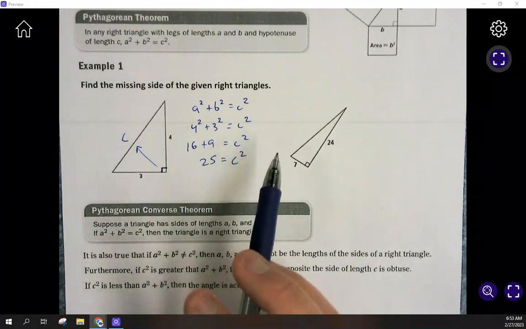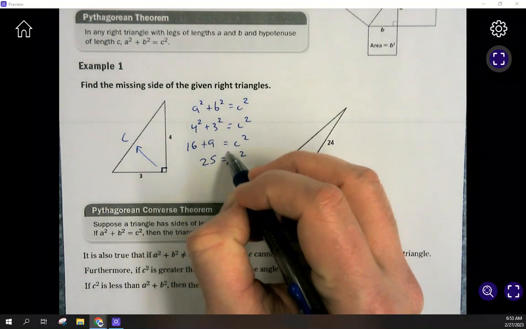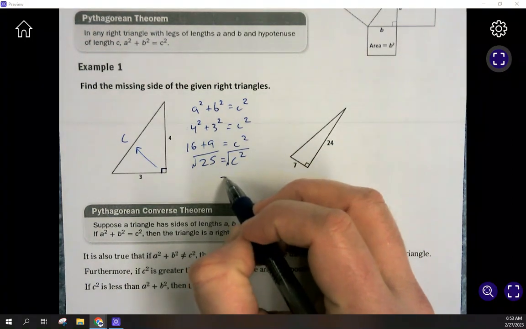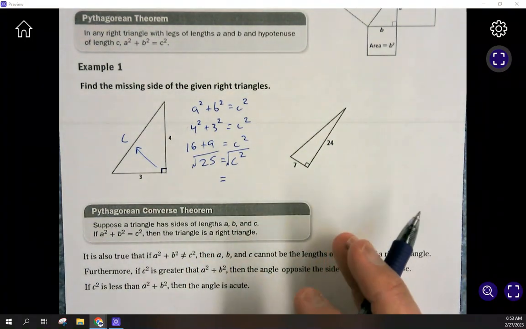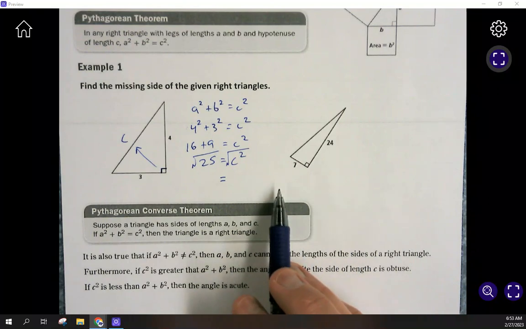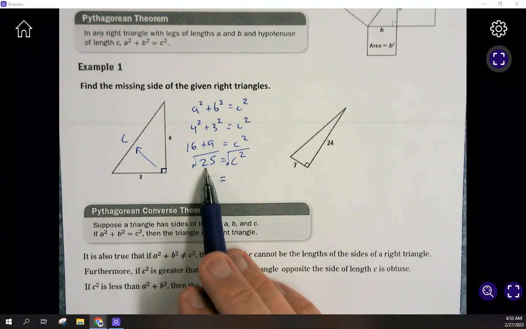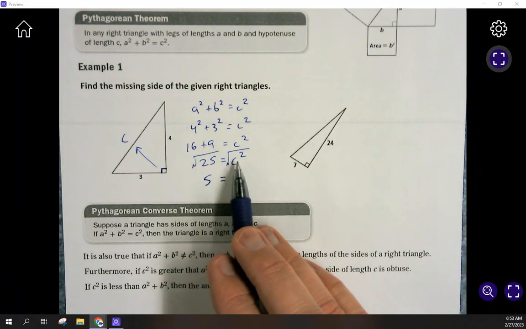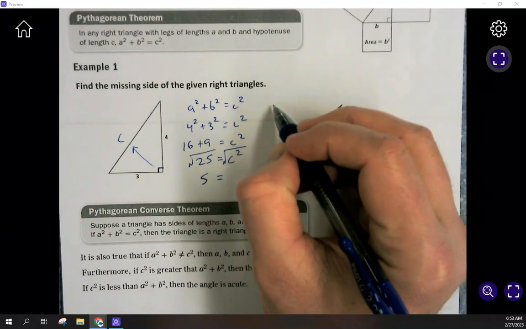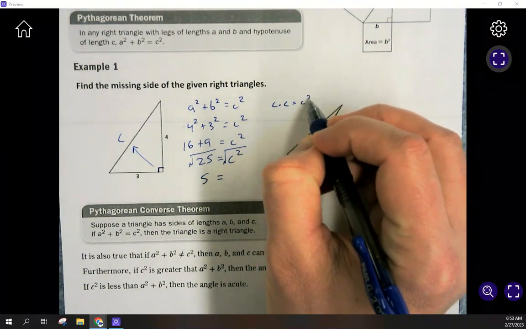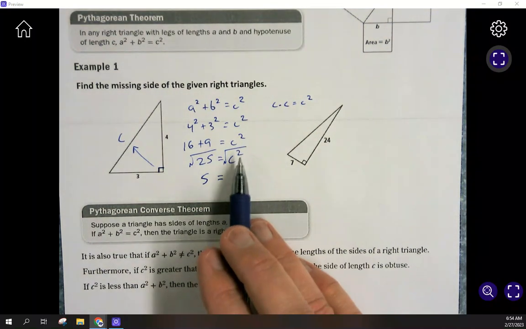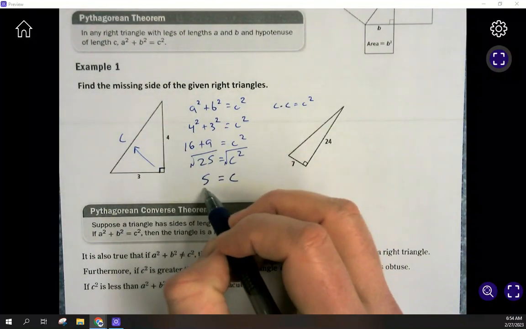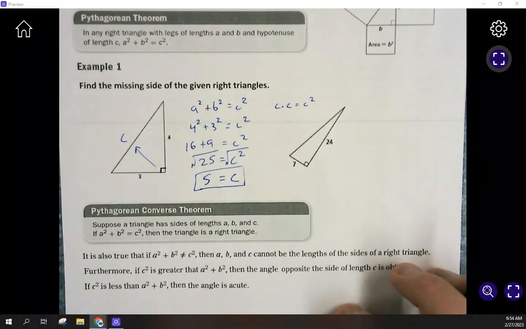So with basic numbers like this, we should know that it's 5, but algebraically, what you're actually doing is taking the square root of both sides, and the square root is asking what number or what value times itself gives you that expression. So the square root of 25 is 5 because 5 times 5 is 25. The square root of c squared is c because c times c equals c squared. So the value times itself that gives you c squared is c. And now we've simplified both sides here, and we have our answer for C.